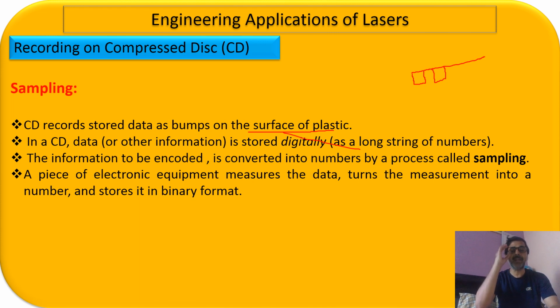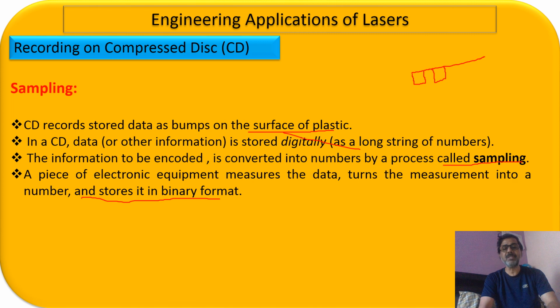The information to be encoded is converted into numbers by the process of sampling. The process by which you convert the data or information into binary numbers is called sampling. A piece of electronic equipment measures the data, turns a measurement into a number, and stores it in a binary format.